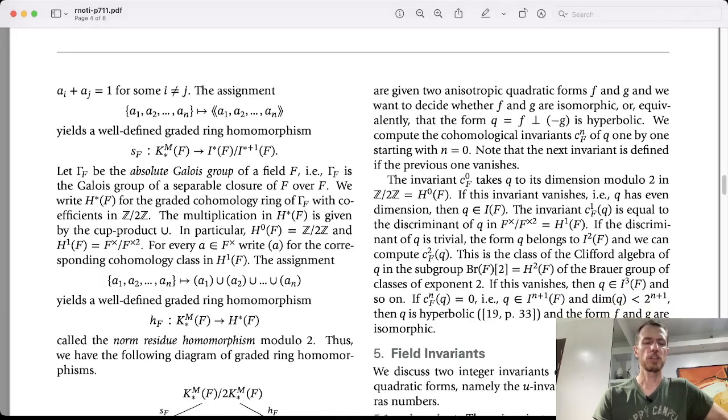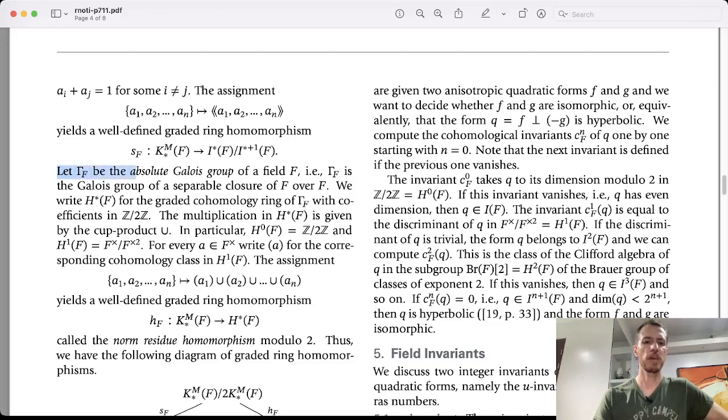The assignment mapping {a_1, ..., a_n} to the double-angle bracket ⟪a_1, ..., a_n⟫ yields a well-defined graded ring homomorphism s_F from K_M^*(F) mod 2 to I^*(F) mod I^(*+1)(F). I don't know what that star there means in the superscript above the I.